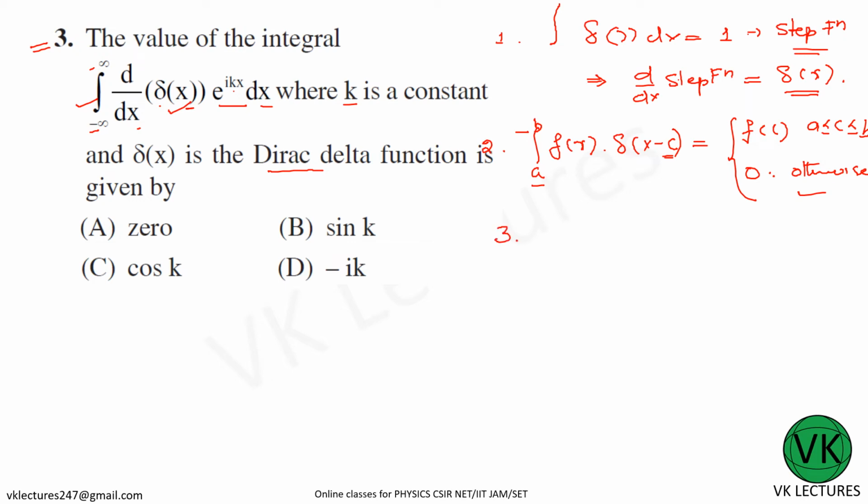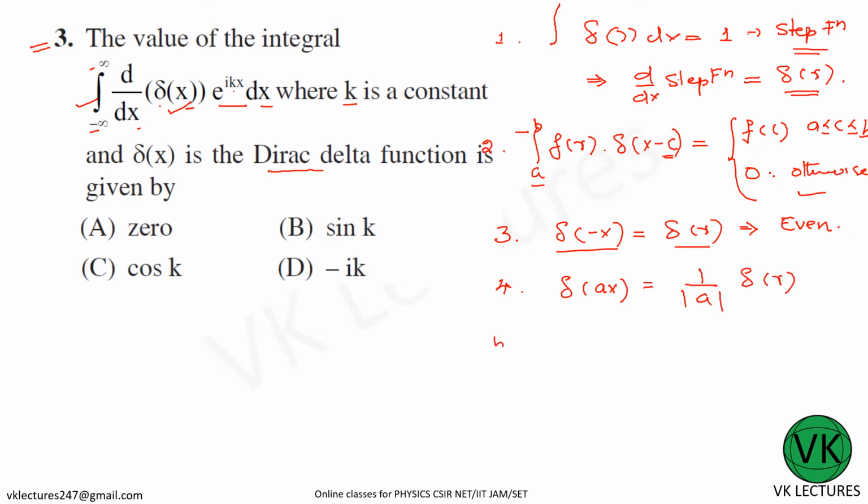The third point is delta of minus x is equal to delta of x. Now what does this mean? It means that this Dirac delta function, delta of x, is an even function, right? Now the fourth point is delta of a times x is equal to 1 by mod a into delta of x.